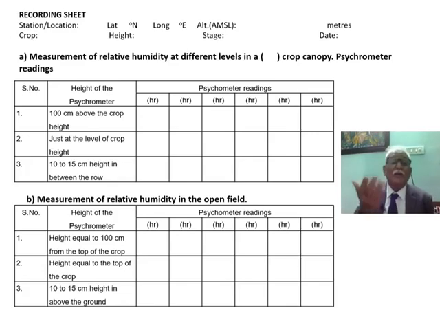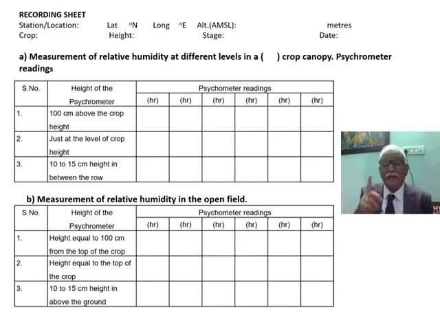You can record them in the graph sheets or recording sheets that I have given. Plot the graph with time on the x-axis and humidity on the y-axis. If it is recorded on the screen, compare it with this one. If any difference is there, you should know why: whether it is in the open field or in the crop. Mention them in a table, draw good graphs, and analyze.